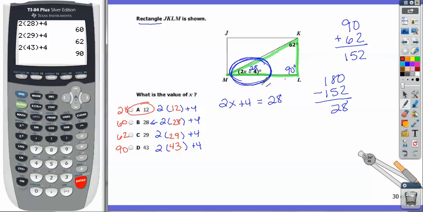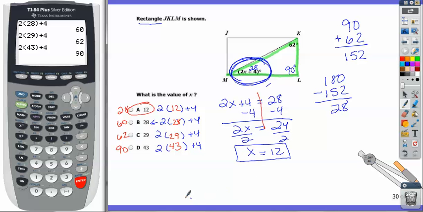If I wanted to solve the equation, just because, you know, I'm a good math teacher and I want to, I would subtract 4 on both sides, divide by 2, and x equals 12. So let's see what we have next.